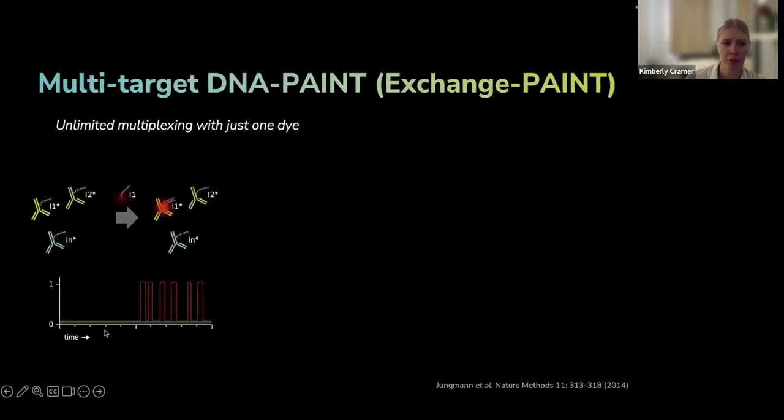So this is an intensity over time trace of the blinking. When you have the blinking, you see here the peak of the signal. So you could then add imager 1, image your target 1 in the sample. And when you're ready to image your next target, if you're using the same dye, you can simply wash out this imaging solution. So how would you do that?